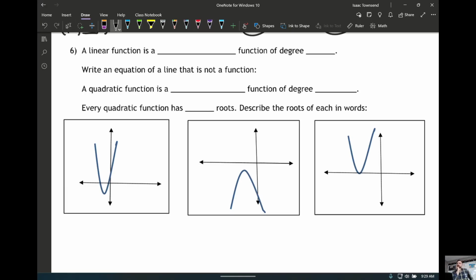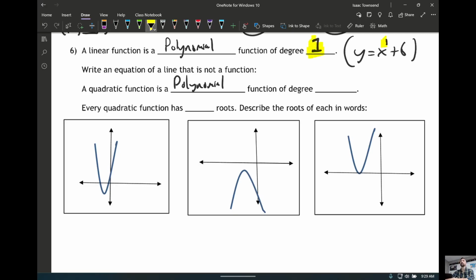Okay, number 6. So both a linear function and a quadratic function are sometimes referred to as polynomial functions. We don't usually call linear a polynomial, but polynomial kind of implies that it's got a bigger exponent. But a linear function is a polynomial where the biggest degree is 1. So the biggest exponent on x would be a 1.